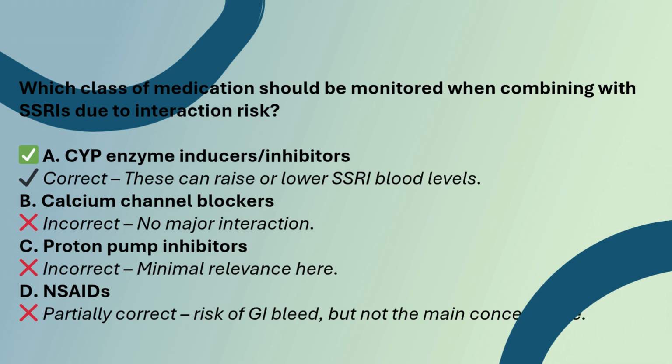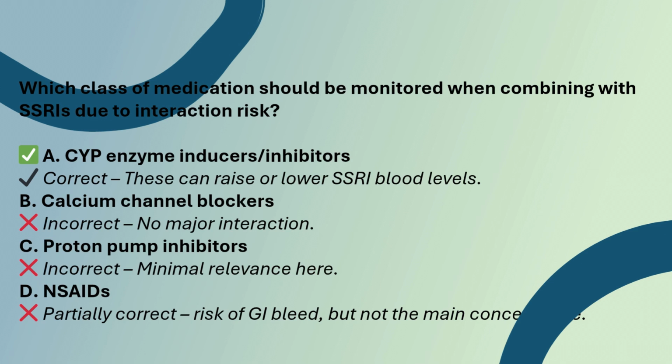And why did I say that? You could probably pick it because we're talking about enzyme inhibitors, the CYP, right? And none of the other answers have that. Calcium channel blockers have no major interactions with SSRIs. Proton pump inhibitors are not even relevant here. And NSAIDs, that's partially correct. They are a risk of GI bleed, but they're not the main concern.